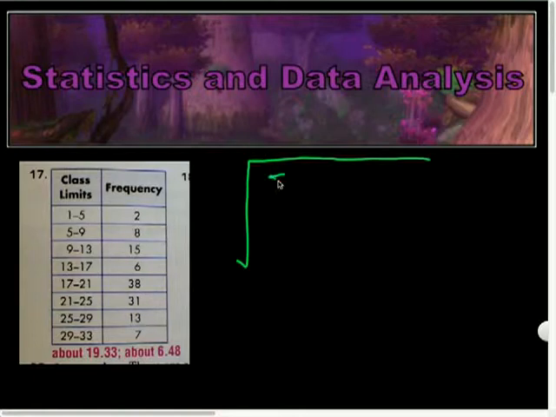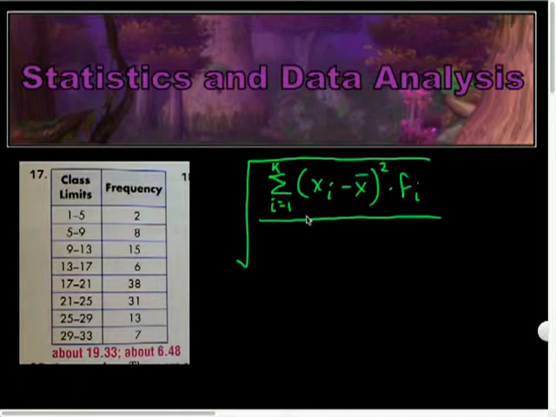It's the sum of i equals 1 to k of the square of this difference, xi minus x bar, of course being the approximated mean within that frequency distribution, and you multiply that by the frequency. And then we divide by the sum of i equals 1 to k of fi. And this is the formula that we have for this.